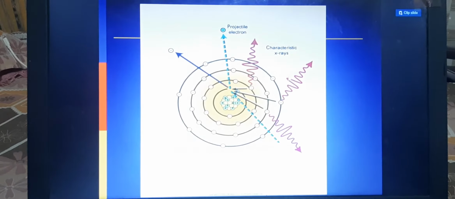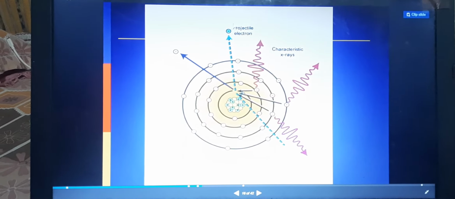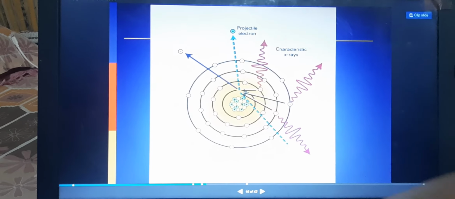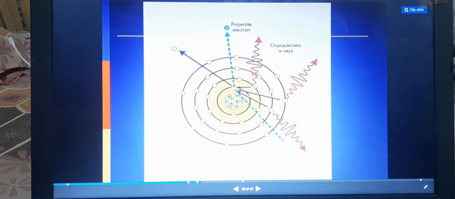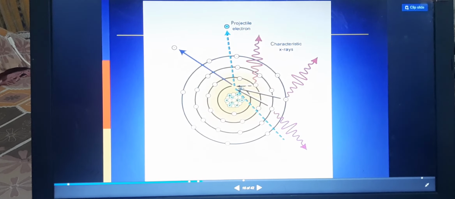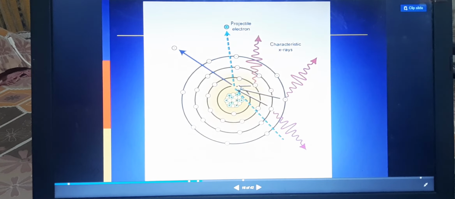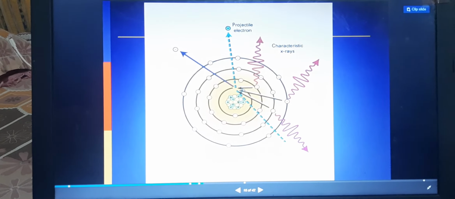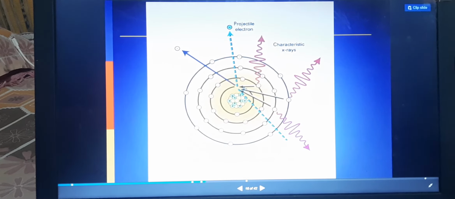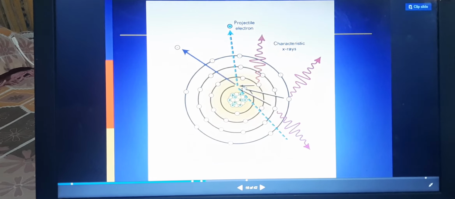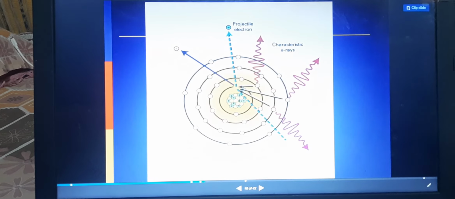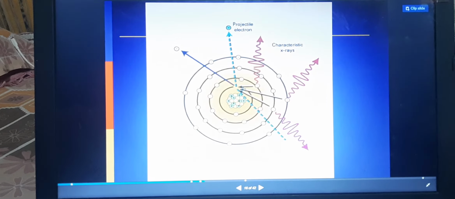As you see in the diagram, here is an atom and you have your electron, that is the projectile electron. It ejects the inner shell electron and the outer shell electron will come into the inner shell and take the place of the inner shell electron. During this transition, some rays are released, that is, characteristic X-rays.